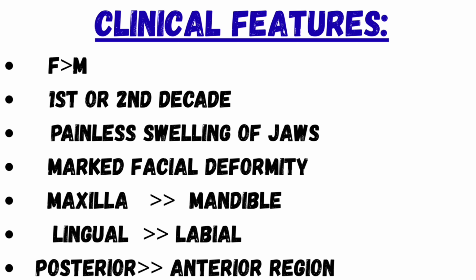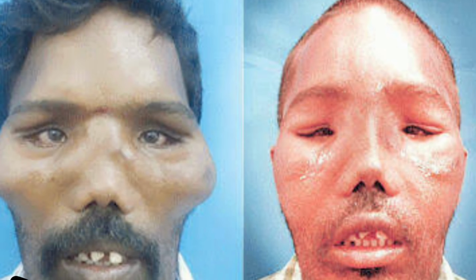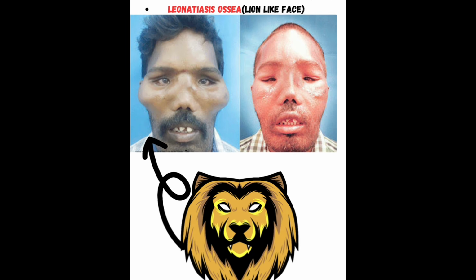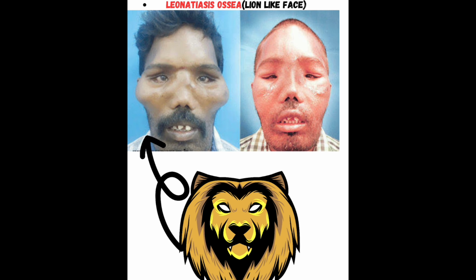Coming to the location and extent. It primarily affects the maxilla more than the mandible. In the maxilla, this expansion can extend to the maxillary sinus and orbit. In the mandible, there is expansion of the cortical plates. The posterior region is more affected than the anterior. The lingual region is affected more than the labial. The distinctive feature is leontiasis ossea, or a lion-like face, which occurs due to facial bone overgrowth. Okay, this is important.